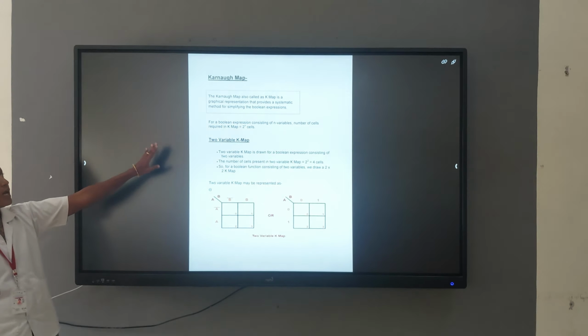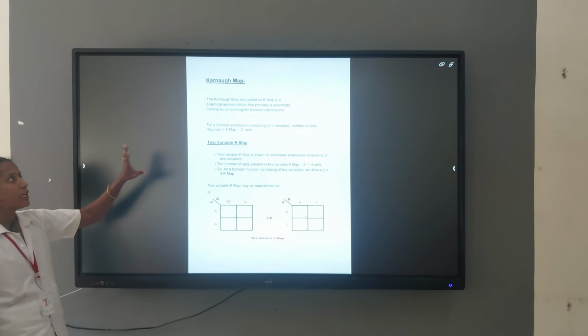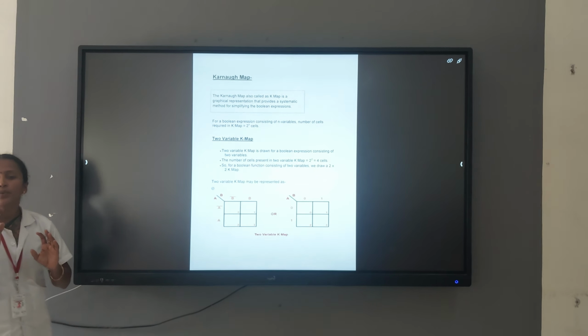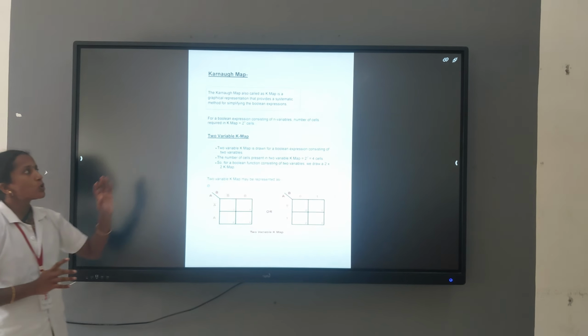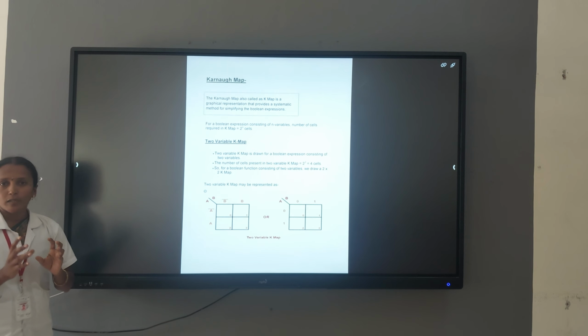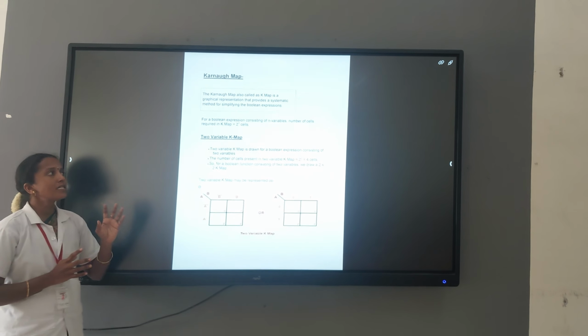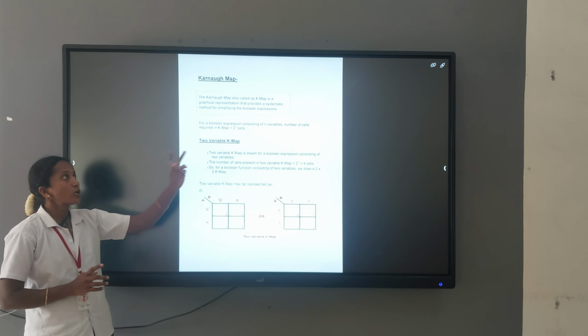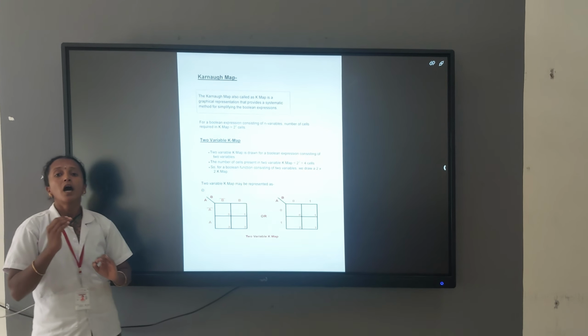So this is the K-map. It is simply called the Karnaugh map. This method uses a graphical representation to reduce the Boolean expressions. In this method, we are using the variables depending upon the number of cells. This number of cells can be represented with the formula 2 power n. With this notation, we are going to represent the variables.